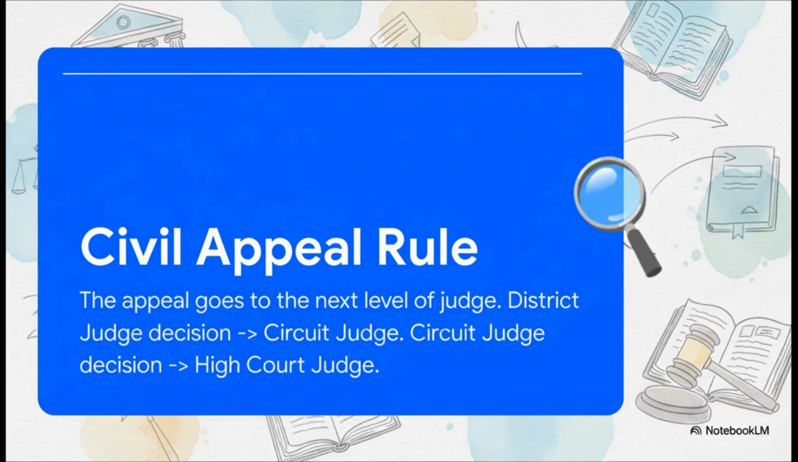So, if a district judge heard your case, your first appeal is to a circuit judge. If a circuit judge made that initial decision, you go one step higher again, to a high court judge. See? It's a nice, clear, hierarchical progression.